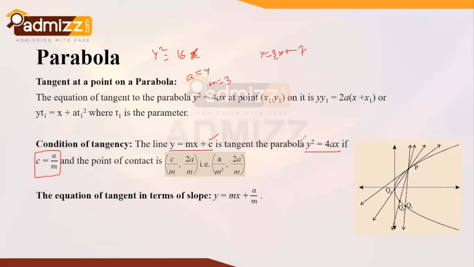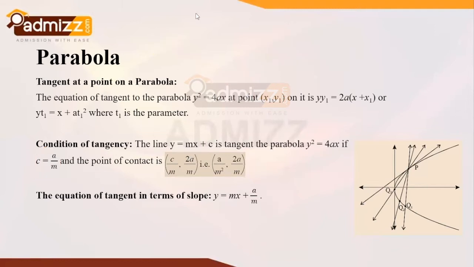So with the condition c is equal to a by m, we need to check whether this line is a tangent to this parabola or not. The c value is 7 and a by m value is 4 upon 3. So we cannot say that this line is tangent to the parabola. For any given line to be a tangent to the parabola, it must satisfy this particular condition, else it is not a tangent to the parabola.